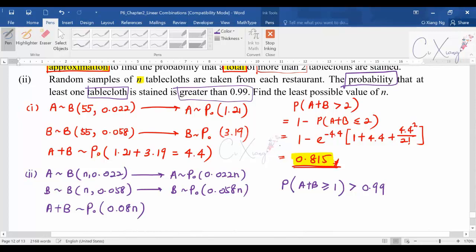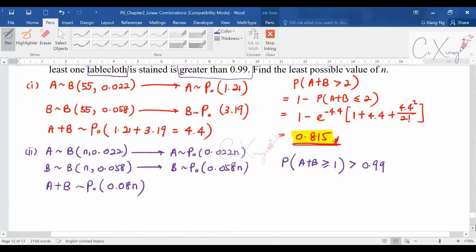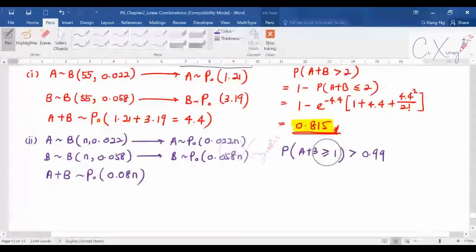When you look at all the keywords, you can try to write out the symbol slowly. So this is the information that they give me, and I want to find out the n. Let's start. A plus B greater than or equal to 1 means it starts from 1, you include 1, 2, 3, 4, 5, 6, 7, 8, 9, 10, up to infinity.